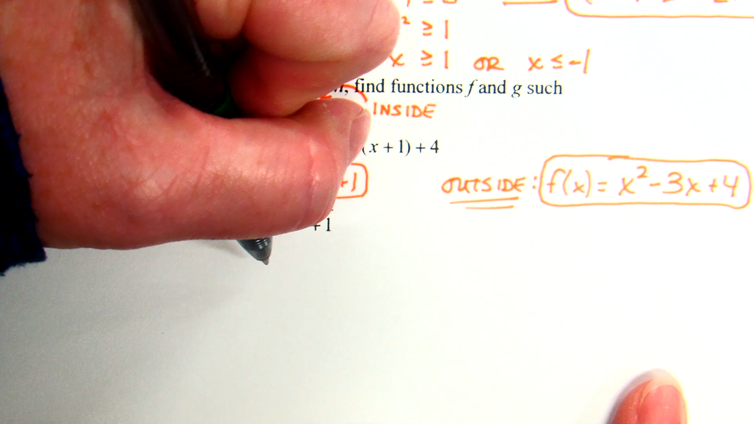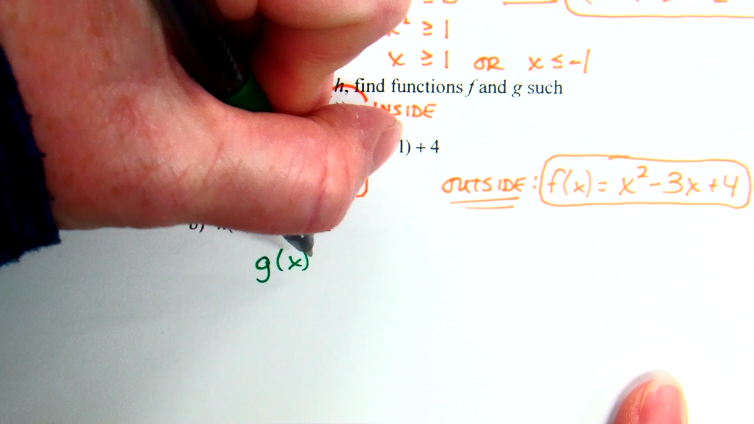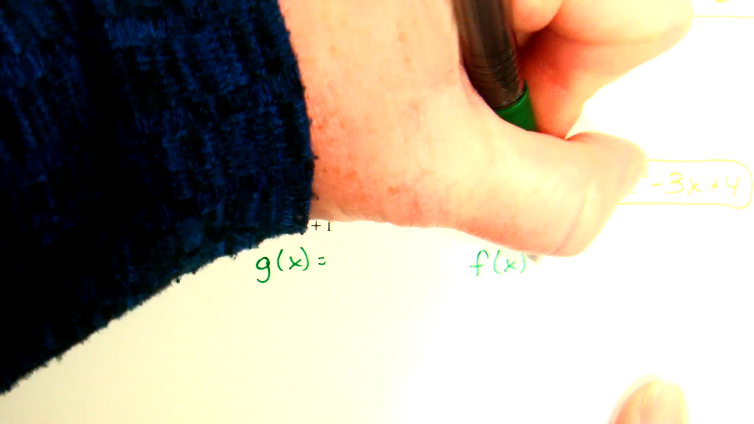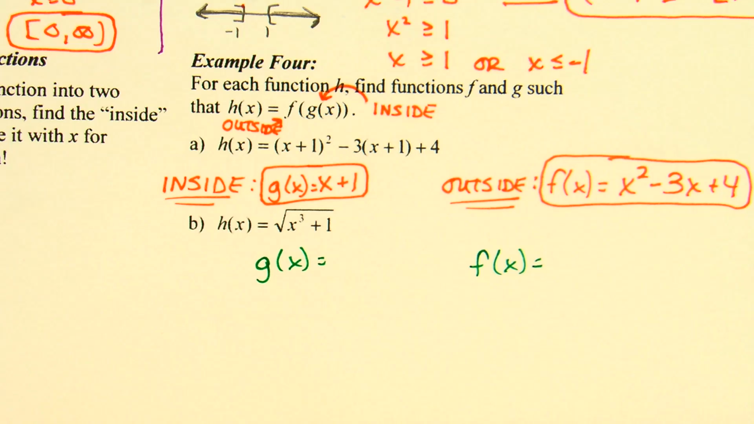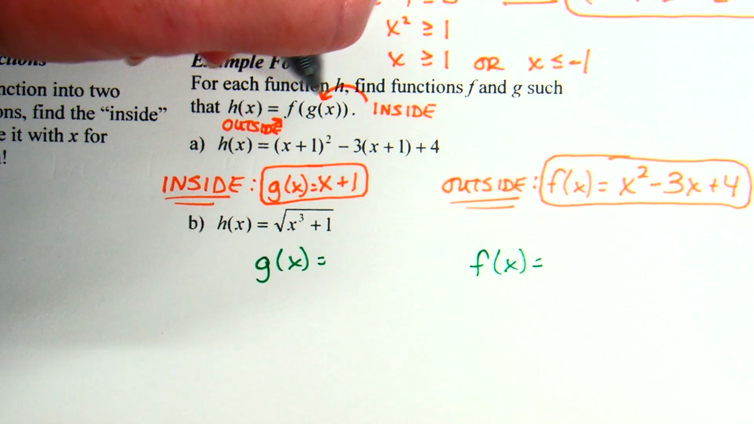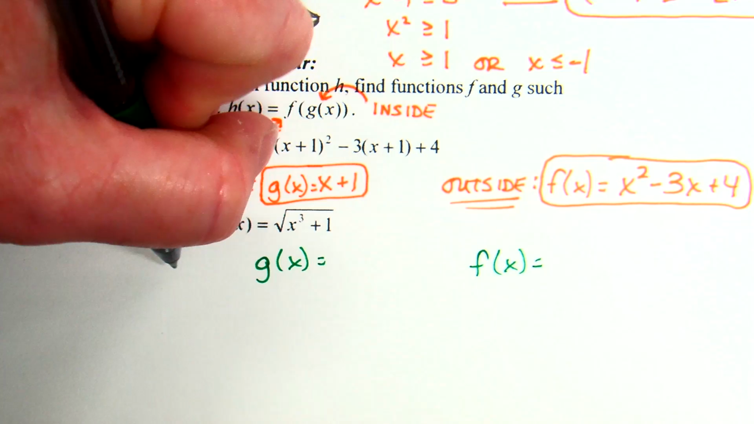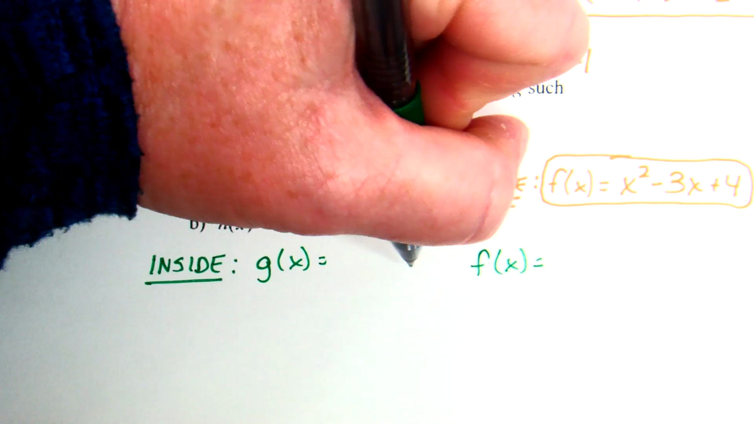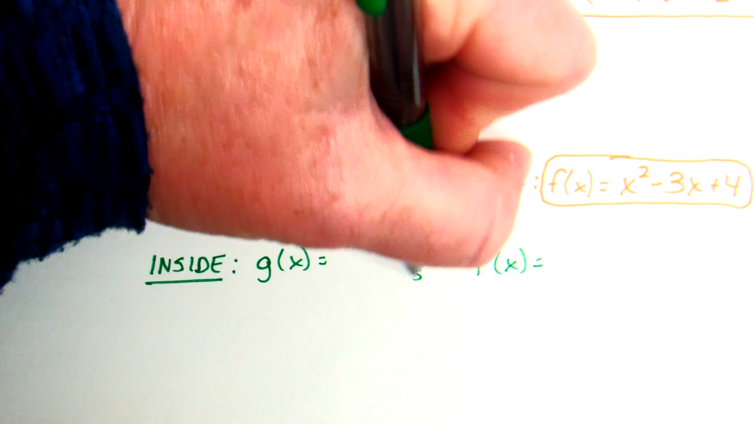Okay, B, same thing. I want to find an inside, so g of x, and I want to find an outside, f of x. And always watch, because could they reverse it and say they want g of f of x instead of f of g of x? They could. So you have to pay attention. The way it was defined here is g of x is my inside, and f of x is my outside.